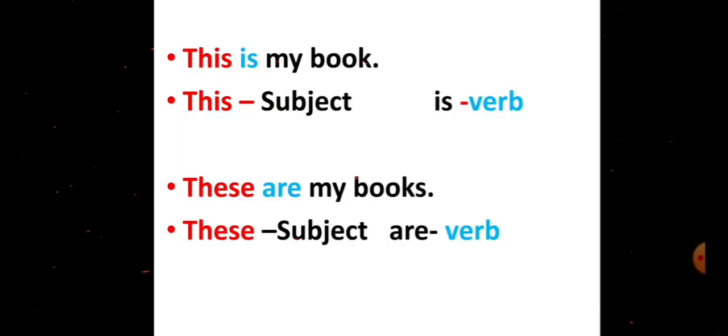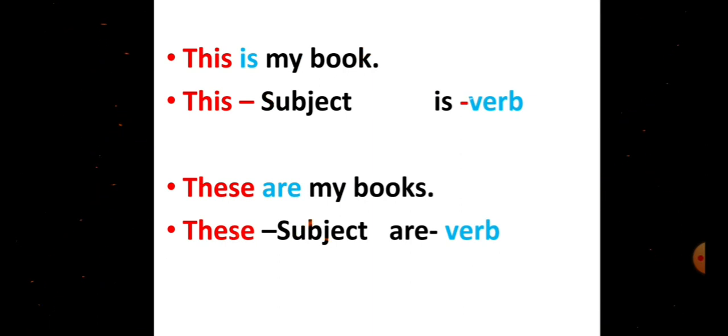Before I give you all the rules of subject and verb agreement, let's first try to understand what is actually a subject and a verb in a sentence. There is a very simple example given here: "This is my book." In this sentence, you can notice two words, one given in red color and the other in blue color. I first suggest you concentrate on the verb in the sentence. Always identify the verb first.